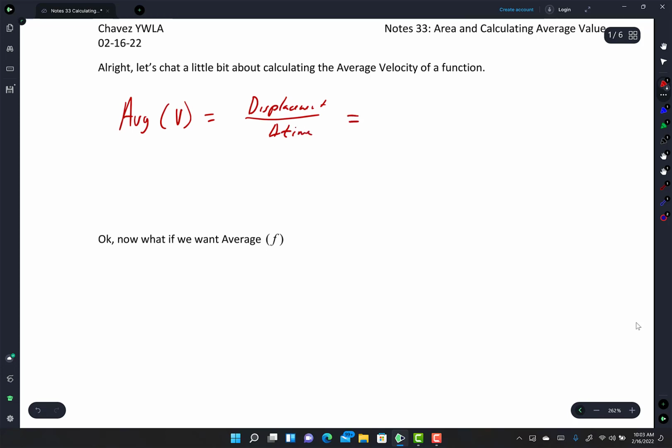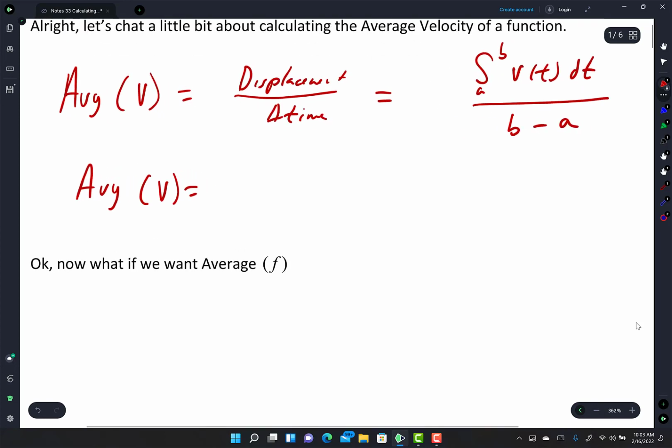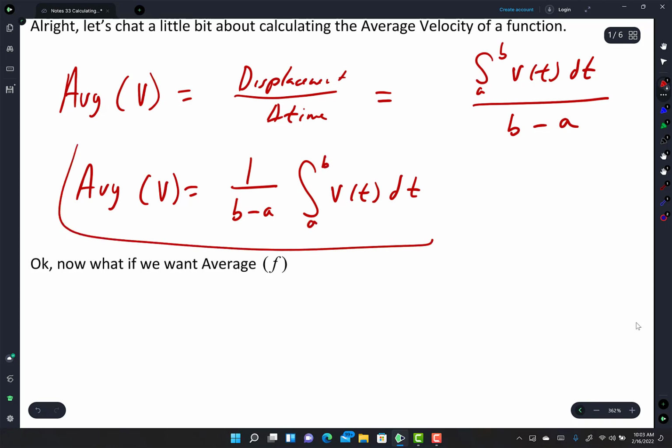So how do I say displacement with calculus? Integral from A to B of V of t, that is displacement, divided by B minus A. We're going to rewrite it because it looks prettier this way. And don't worry, I'll zoom in. 1 over B minus A integral V of t dt, A to B. This is what we want.